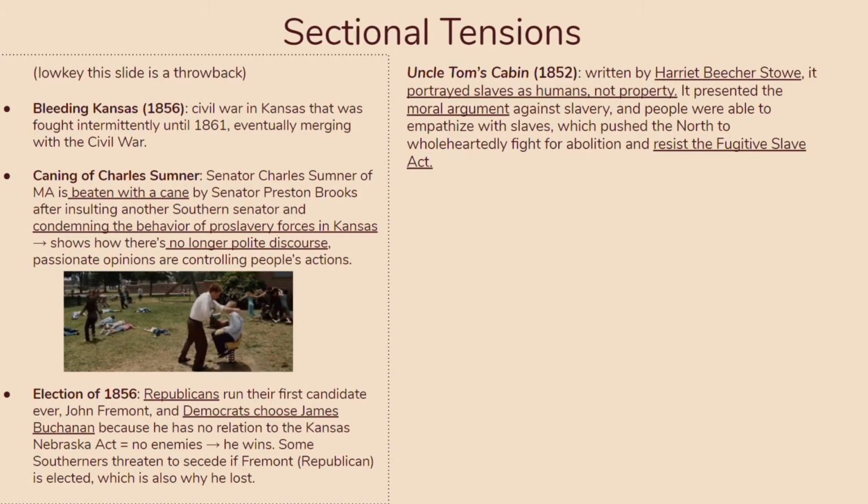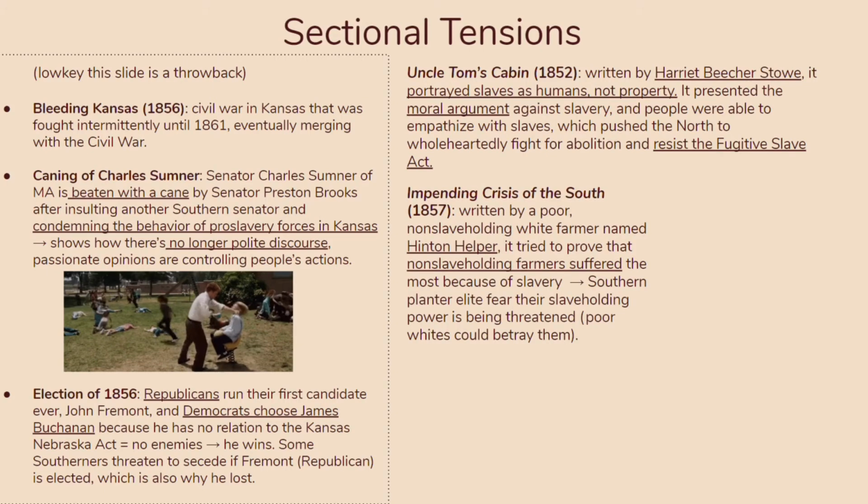One really important book you should know about is Uncle Tom's Cabin, which was written in 1852 by Harriet Beecher Stowe, and it portrayed slaves as humans and not property. This presented the moral argument against slavery, which, as we'll see, will be employed heavily by the North and essentially pushed the North to wholeheartedly fight for abolition because they were able to empathize with the slaves and eventually resist the Fugitive Slave Act.